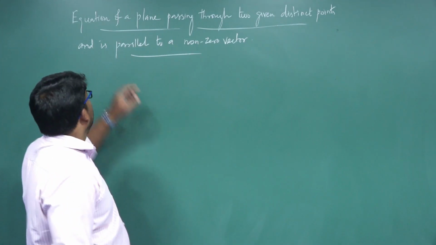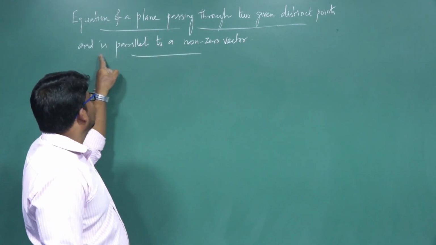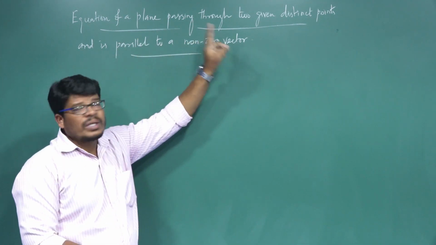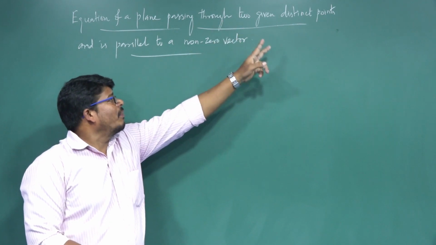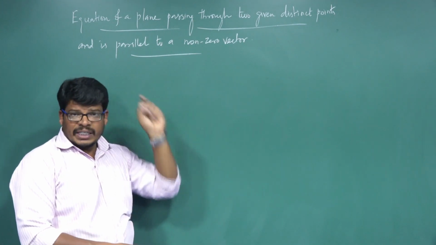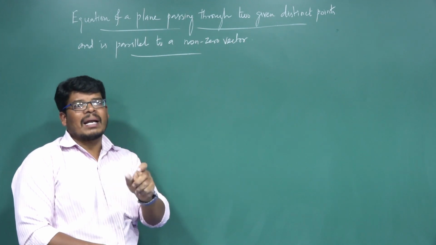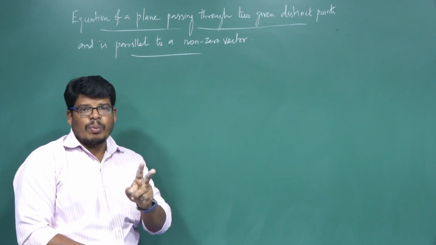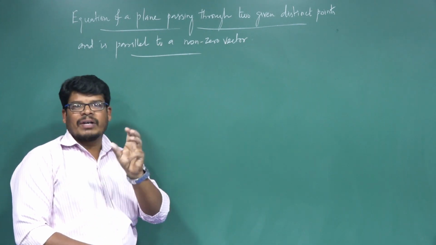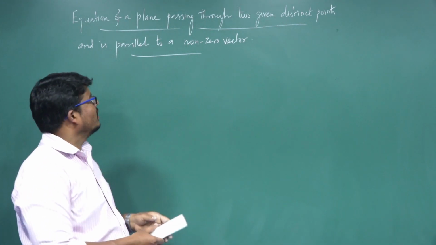And the next formula: equation of a plane passing through two given distinct points and parallel to a non-zero vector. Find the equation of the plane passing through two distinct points and one parallel vector. Given two points and one parallel, find the parametric form of vector equation, Cartesian form, and non-parametric form. Now find the three formulas.